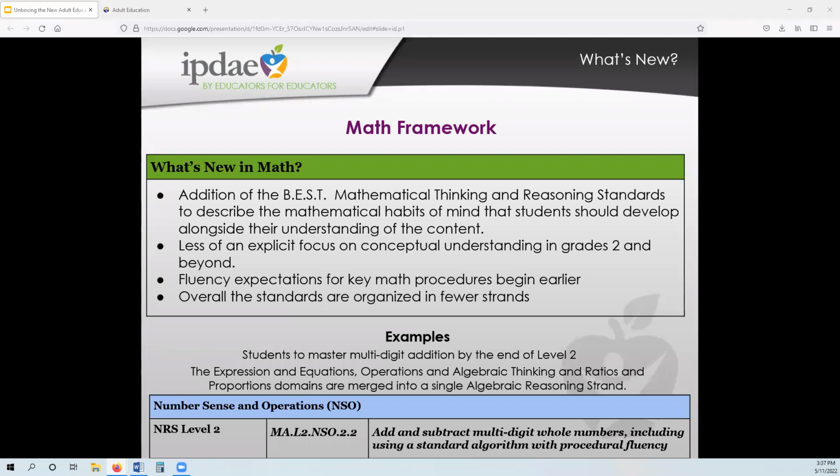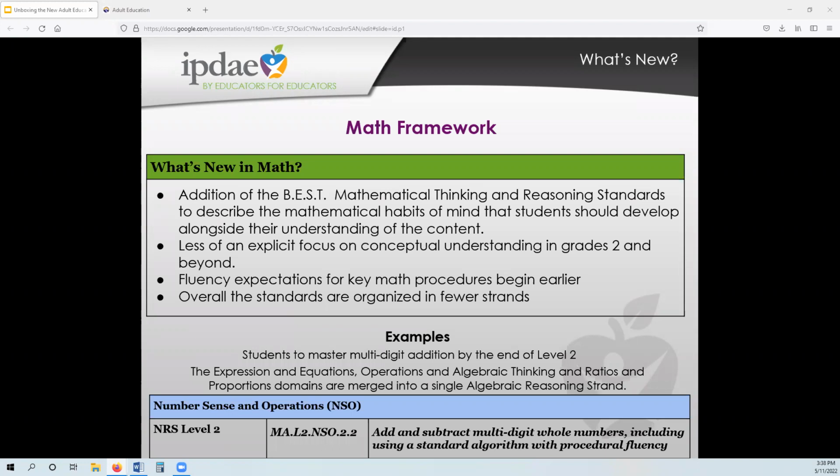So students are expected to be proficient now with the standard algorithm for long division when they're exiting grade 5, which is really before they're moving from level 3 to level 4 in ABE. So there are fluency expectations that are introduced earlier and more pronounced throughout the standards framework. So you'll see the word fluency appear quite a bit.